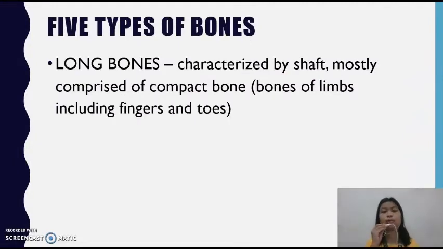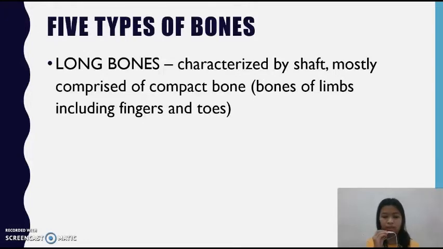So, next is, we have the 5 types of bones. Number 1 is the long bones. So, na-discuss ko na kanina yung long bones. It is characterized by shaft. So, kaya nga sa long, kasi mahaba siya. It is mostly comprised of compact bones. So, it is found in the bones of the limbs, including the fingers and the toes.